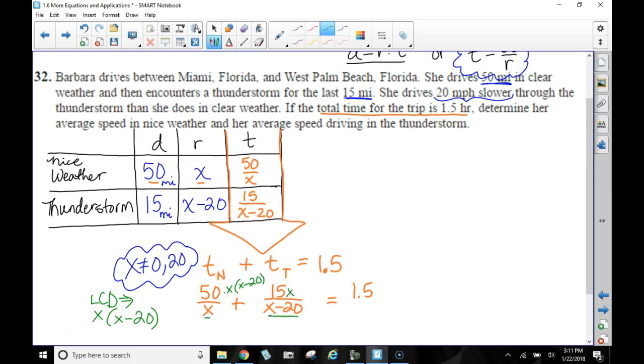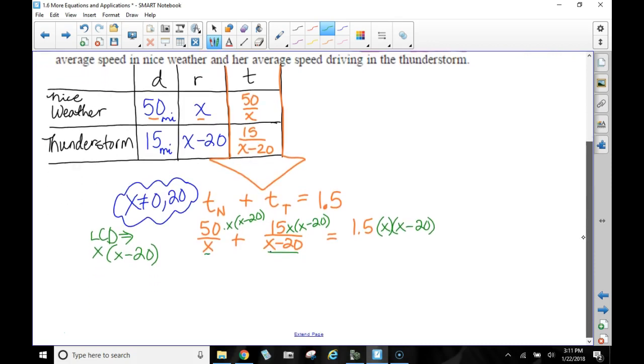There, here, and also on the right-hand side. All right, let me scroll a little bit here, and we will cancel common factors. First of all, our x's will reduce, leaving us with 50 times the quantity x minus 20. Bring down the plus sign. Reduce the whole factor of x minus 20 with this whole factor of x minus 20, and we're just left with 15 times x.